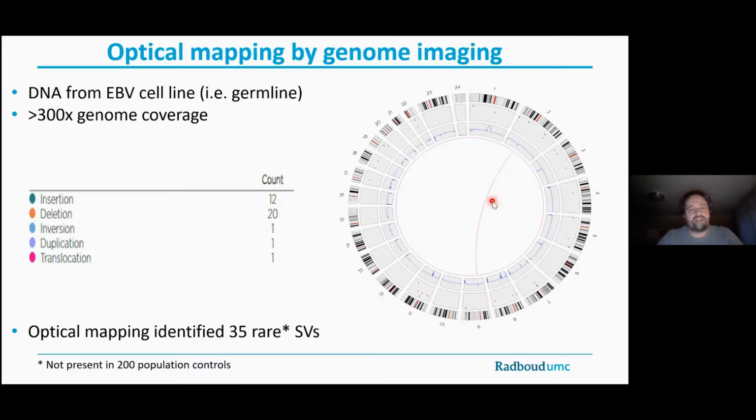Similar to the filtering strategies that I've shown you before, we just look at all the rare variants that we identify in this genome. And here you see a list of events. So it's 12 insertions and 20 deletions. In total, 35 rare structural variants in this genome.